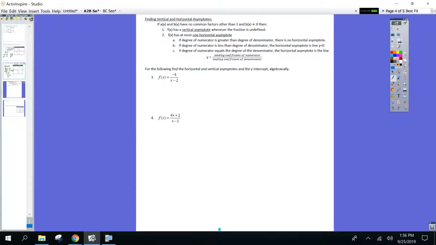All right, negative 4 over x minus 2. It's asking me for the horizontal, vertical, and the y-intercept. I'll start with the easiest one, which is the y-intercept. So without using my table, how can I get around this? Wherever you see x, plug in a 0. So negative 4 over 0 minus 2. And that ends up being negative 2? Negative 2?